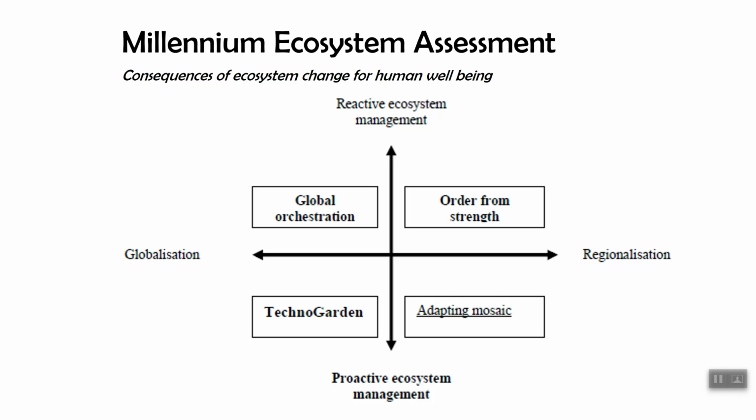So this particular scenario plan, it looks like the techno garden is the preferred way, but they don't necessarily have the choice, so they have to be able to operate in each one of them.